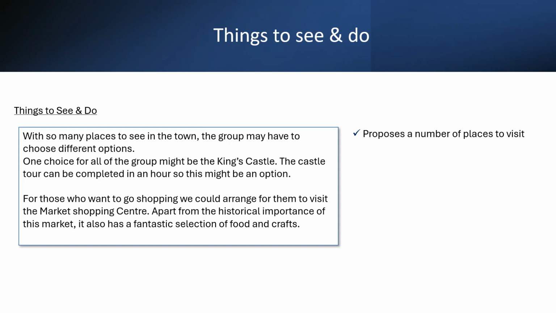So there are examples here of a tourist visit to the King's Castle. There's also information about shopping. The person has included the shopping here. Perhaps maybe the two activities could go together in some way. The person writing also gives opinions about these different activities, like for example the castle tour is only 1 hour, so it could be a good idea. They also talk about the historical importance of the market and the selection of food and crafts. And once again, the language here is formal and appropriate.